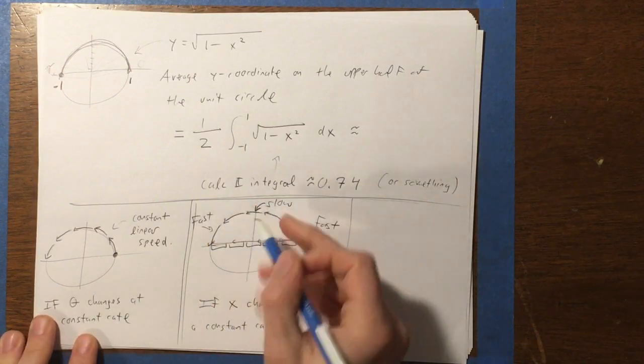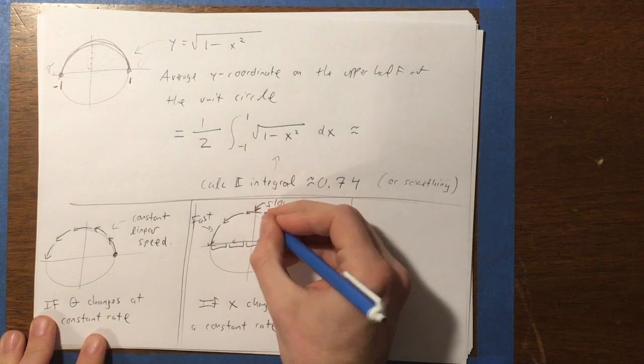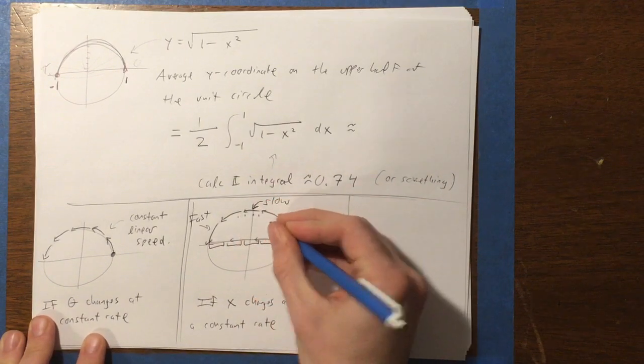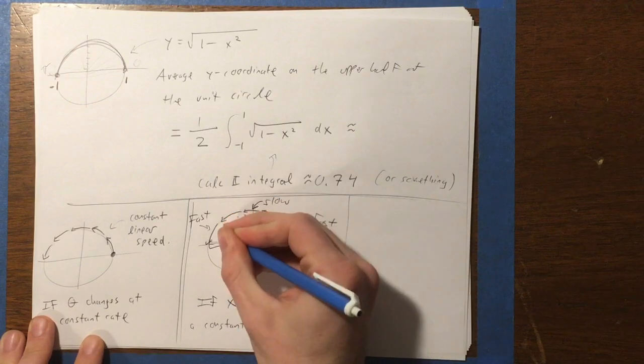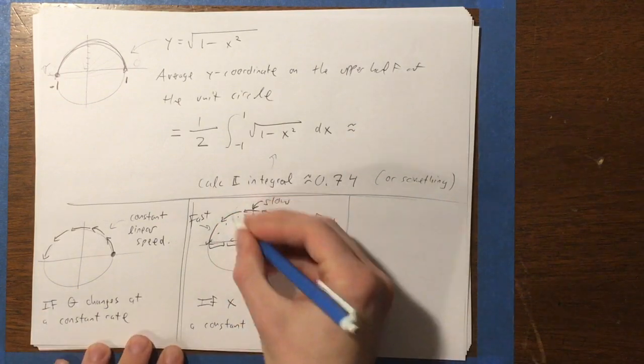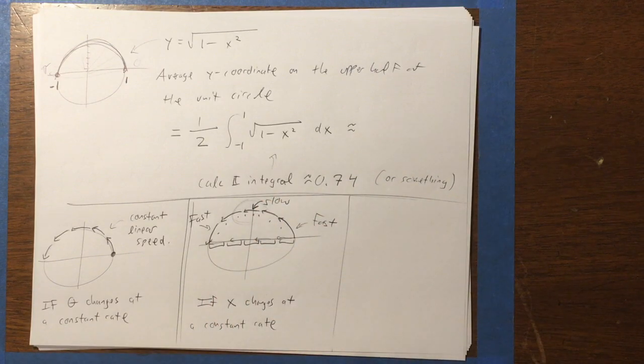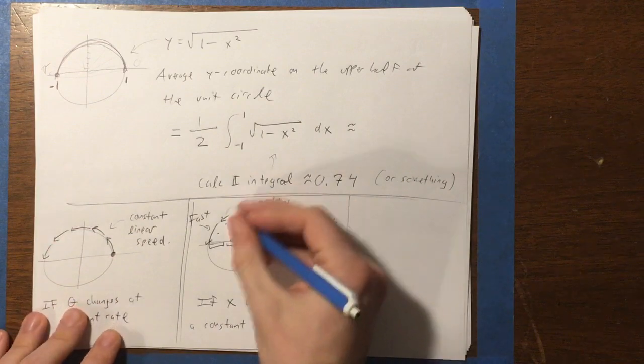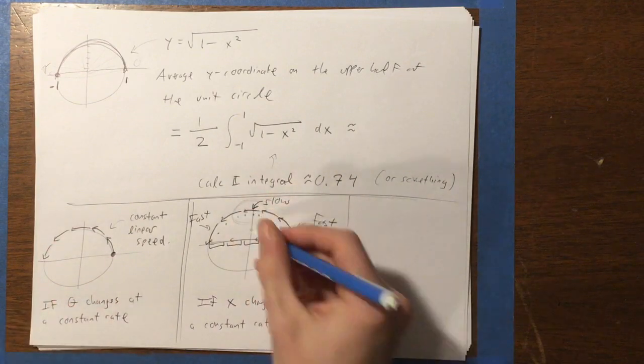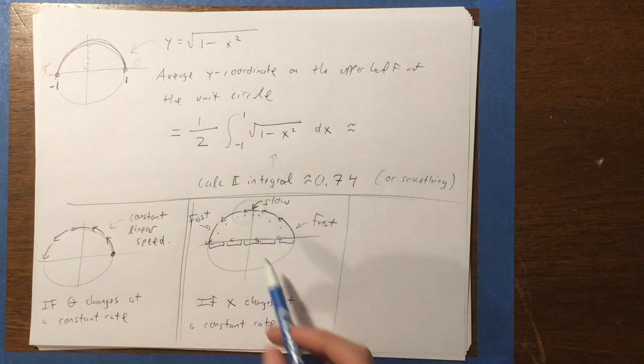We're gonna sample more points up on top here. We're gonna have points close together, and then on the sides we're gonna have points farther apart, right? So we're going to be weighting the values at the top of the circle higher, right? Because the sampled points are more dense. There are more of them because we're moving slower across the top.